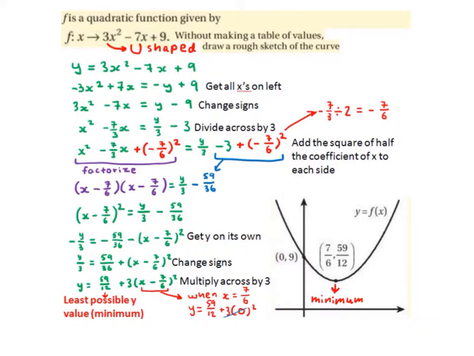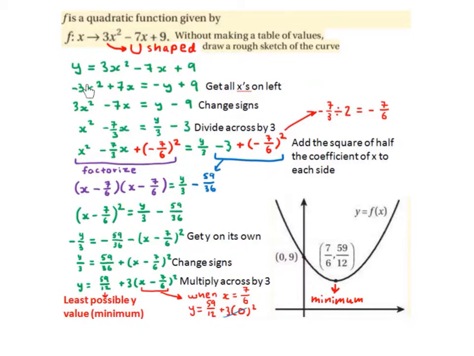So the 3x squared comes over the equal sign, becomes minus 3x squared. The minus 7x comes over the equal sign, becomes plus 7x. The y comes over the equal sign, becomes minus y. And the plus 9 stays on the right hand side, so it stays as plus 9. So we got all the x's on the left.